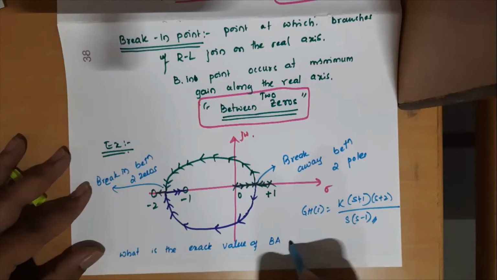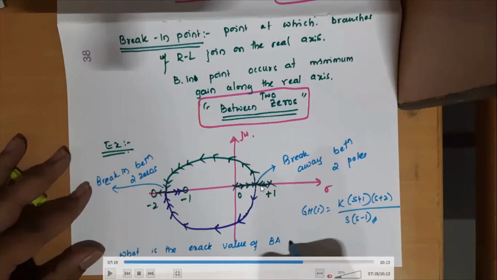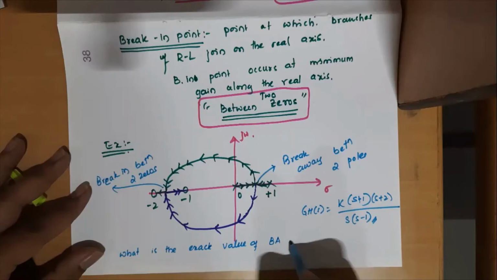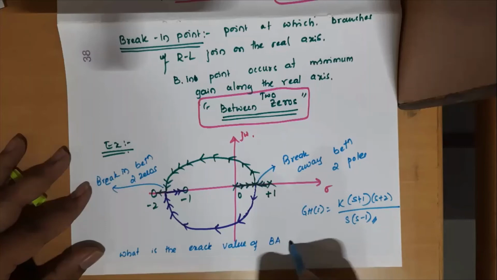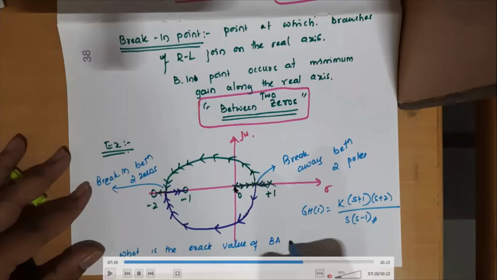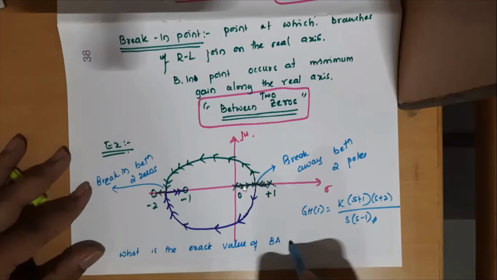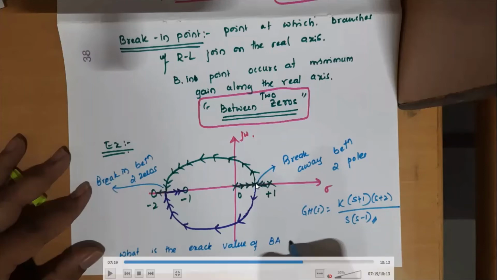It can also be said that the breakaway occurs at the maximum gain on the real axis, only on the real axis. At k equal to 0, it is not breaking. At k equal to 1, it is not breaking. At 4, it is not breaking. But at 5, it is breaking. So on the real axis, it is the maximum gain. After that, it is breaking.